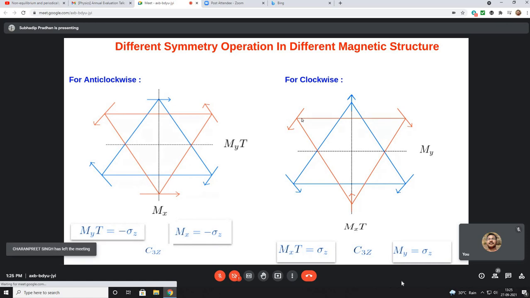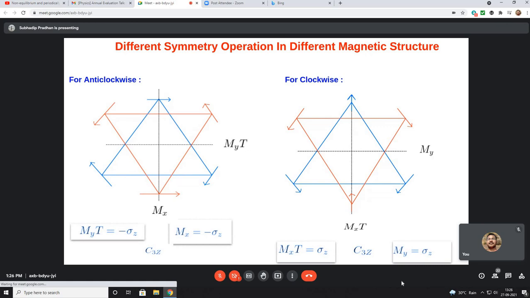And here you can also say that for these two spins, this operator can also be written as a Pauli matrix, that is sigma z. So here MXT is sigma z, MY is sigma z, and C3Z. And those are all the symmetries for these two types of spin structure. For anti-clockwise, there is MYT, MX, and C3Z, and for clockwise, there is MXT, C3Z and MY. So, Arijit, I think these are all the symmetries one can find.